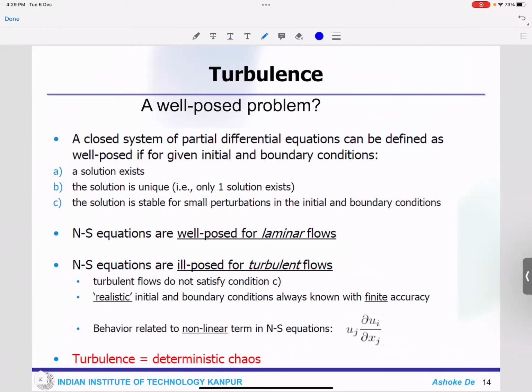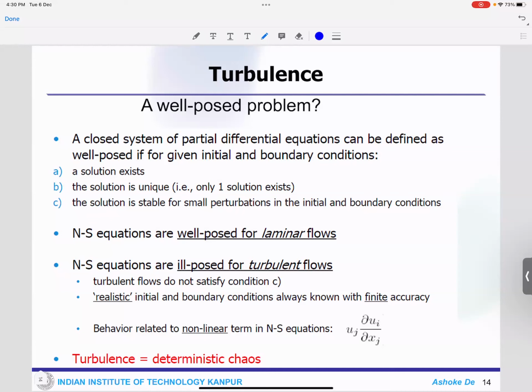Whether you call it a well-posed problem or not: these are all partial differential equations. If you say these are well-posed problems, then the solution has to exist. That means the existence of the solution is there. The solution is unique, meaning there is only one solution. And also, if I have some perturbation in the system, due to some small perturbation, the solution is going to be stable.